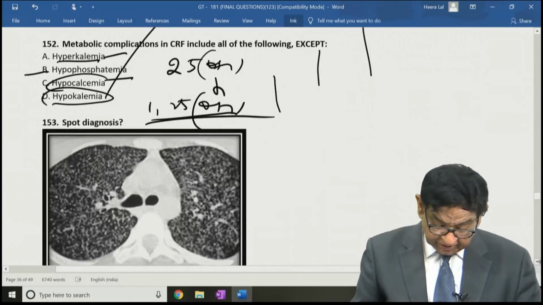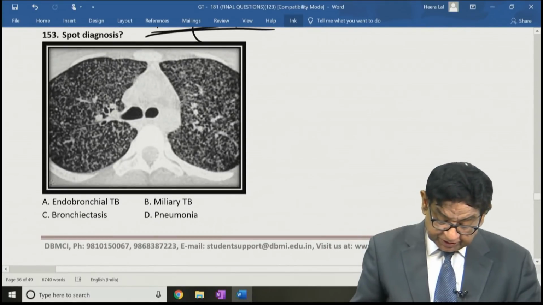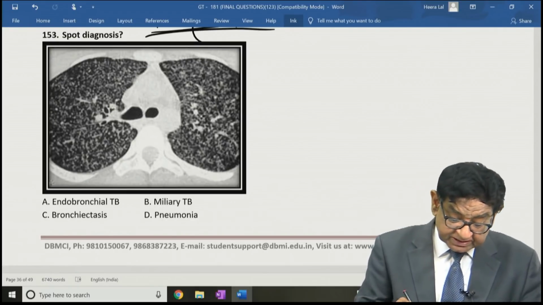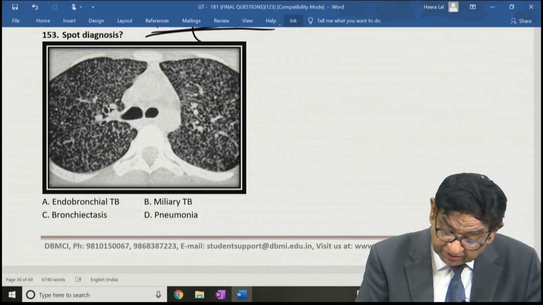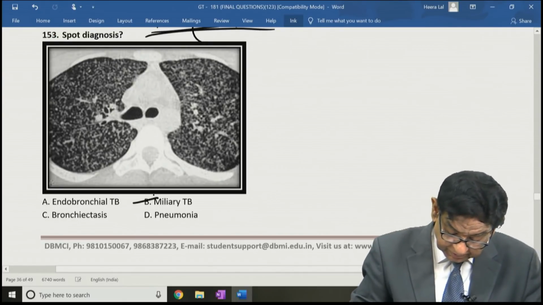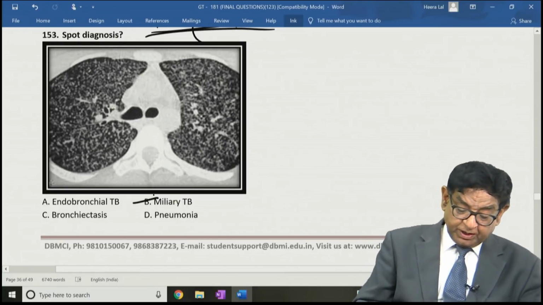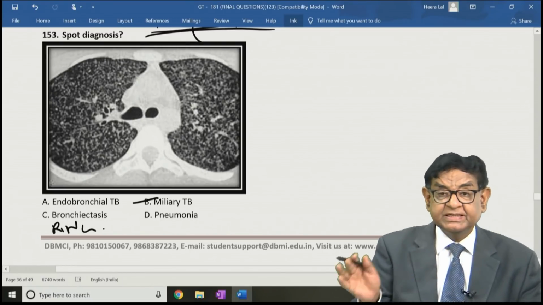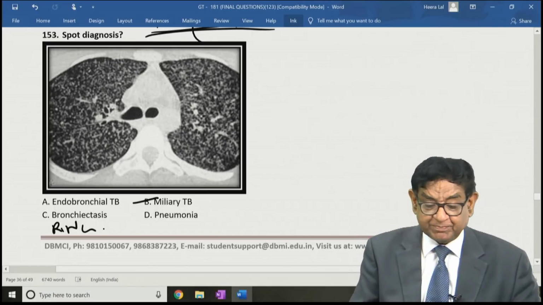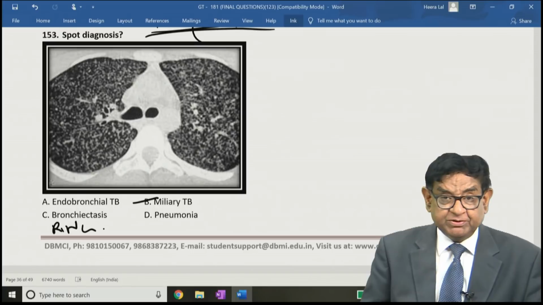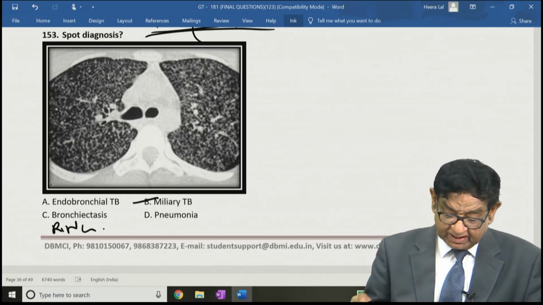Now question 153 is a lovely question. We are seeing multiple miliary shadows, and this is classically what we see in miliary tuberculosis. Lovely photo. Bronchiectasis has a ring sign, ring shadows. They don't have this. Pneumonias, like lobar pneumonia, don't have this type of picture. Even endobronchial tuberculosis will not have miliary shadows in both lung parenchyma.